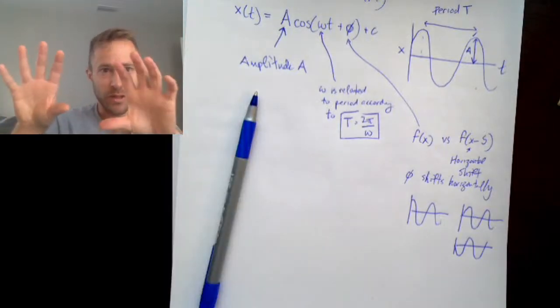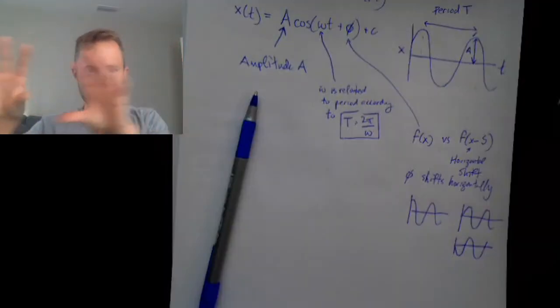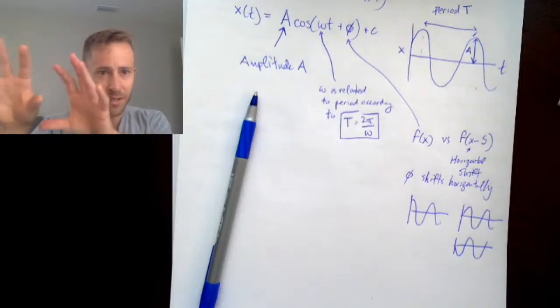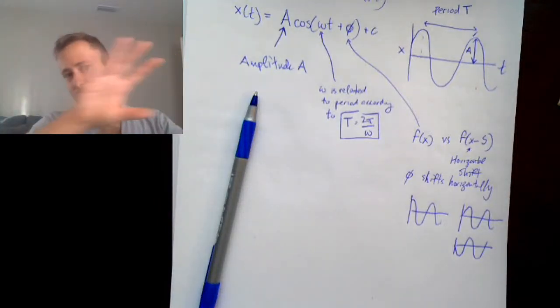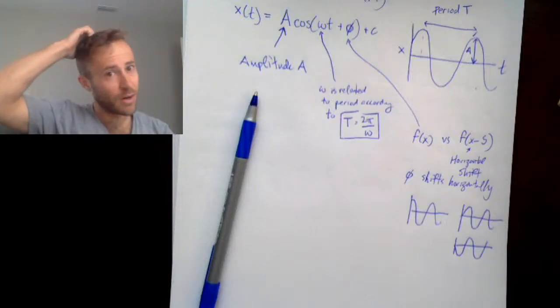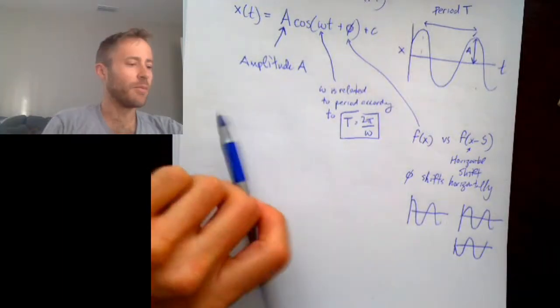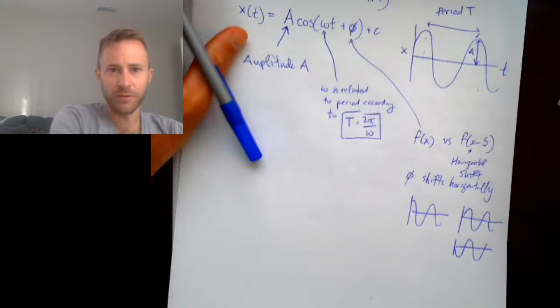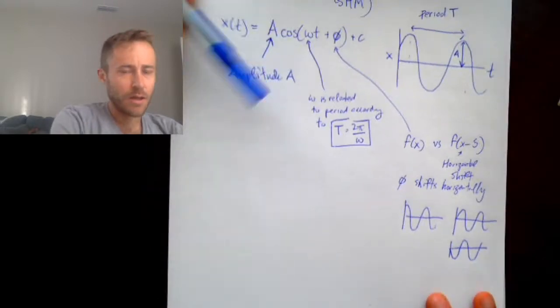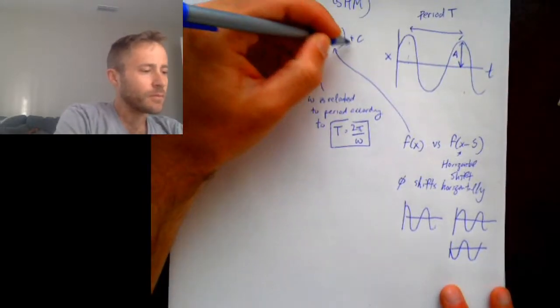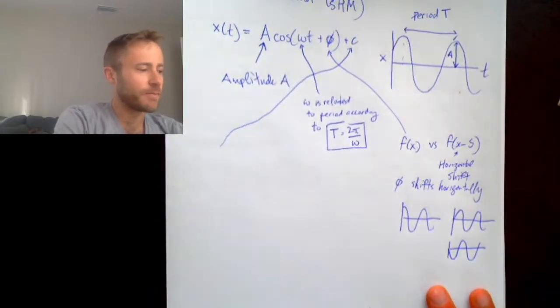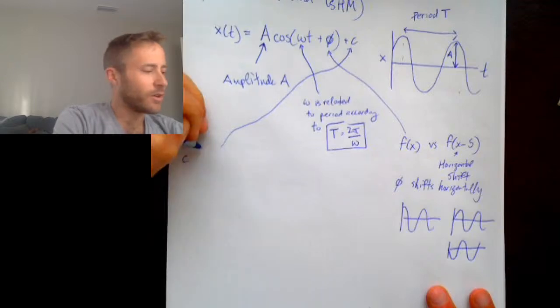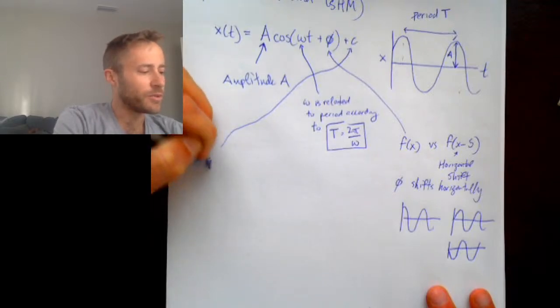Maybe you've noticed that if you take a cosine graph and you shift it horizontally, it can be a sine graph, or it can be a negative sine graph, or if you shift it, it can be a negative cosine graph. All this is a horizontal shift, okay? Now, this C is called the equilibrium position.